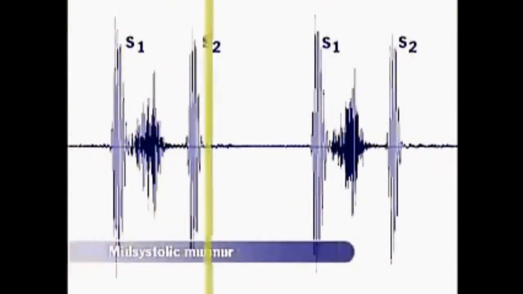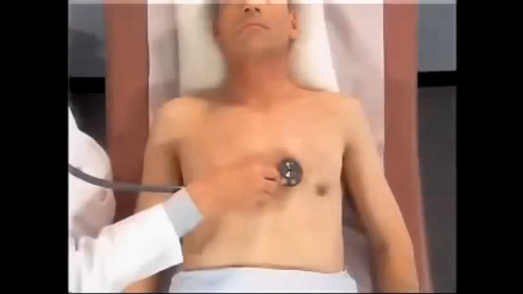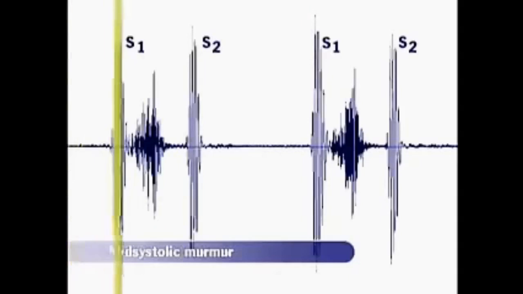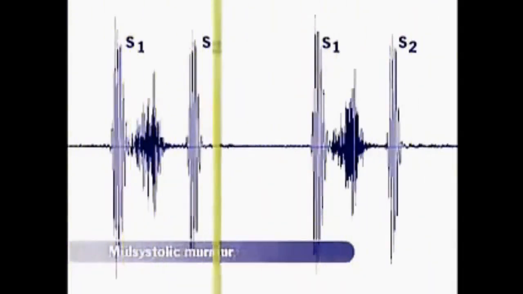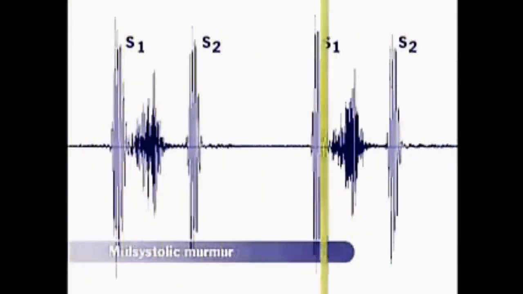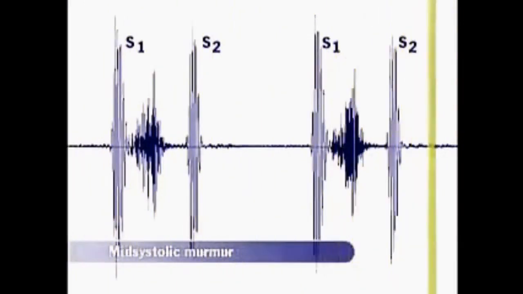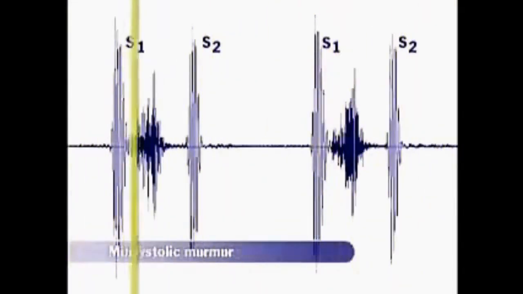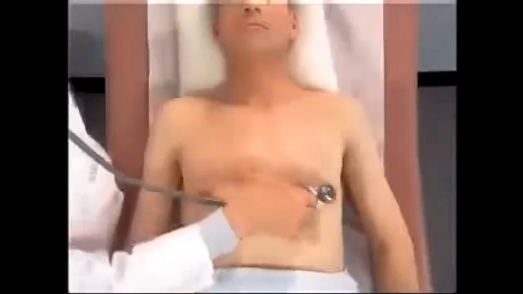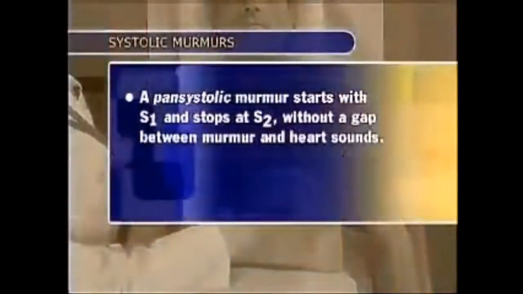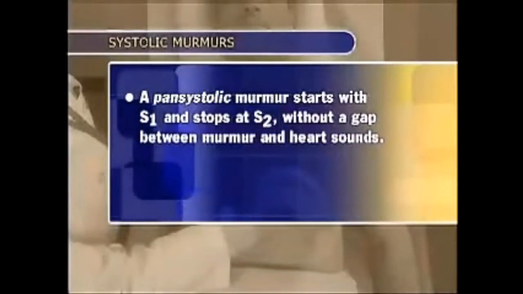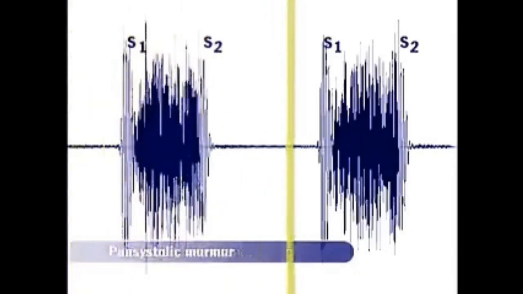Brief gaps are audible between the murmur and the heart sounds. Listen carefully for the gap just before S2. If present, the gap usually confirms the murmur as mid-systolic, not pansystolic. A pansystolic murmur, as heard with mitral regurgitation, starts with S1 and stops at S2 without a gap between murmur and heart sounds.